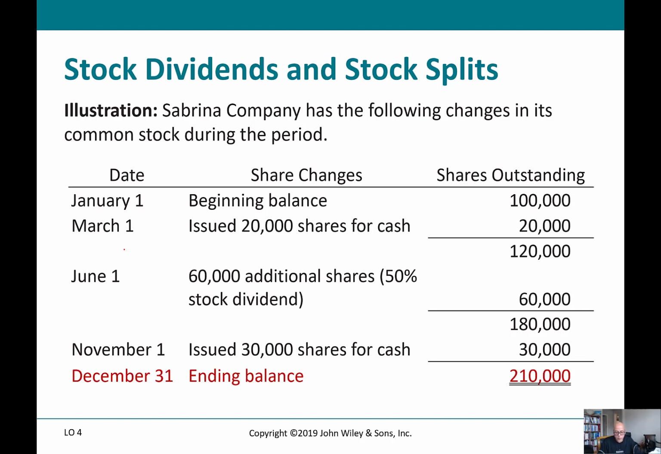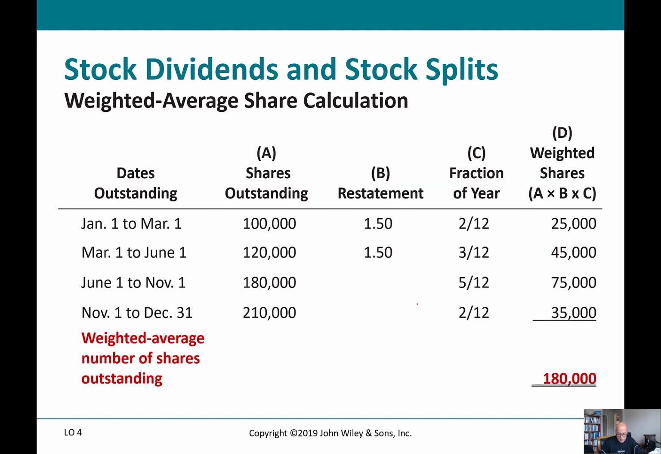Stock dividend, so we issued an additional 60,000 shares. Now that stock dividend here is going to complicate this calculation a little bit because we're going to have to treat that retroactively, and you'll see that on the next slide. And then we issued 30,000 more shares. So you come over and you take a look and look what they do.